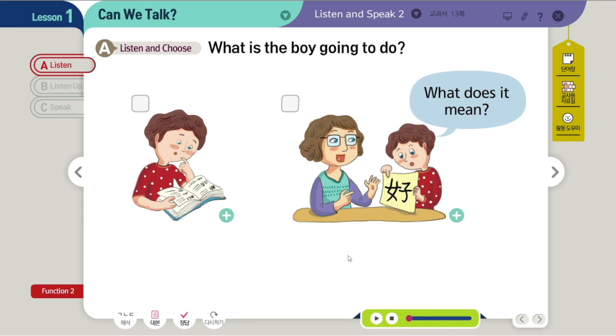Amy doesn't know what the Chinese character means. She says, how about asking your teacher? So, what is the boy going to do? He is going to ask his teacher, what does it mean? Number 2 is the answer.